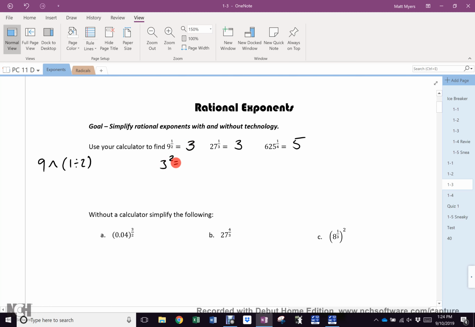3 squared equals 9. Now, what is the relationship between 1/2 and 2? They're reciprocals, right? Opposite means positive and negative, but they're flip over, right? Reciprocals of each other. So, if 3 squared equals 9, then what does that mean the square root of 9 is? 3. Now, if the square root of 9 is 3 and 9 to the 1/2 is 3, what do I know about 9 to the 1/2 and the square root of 9? They're the same.